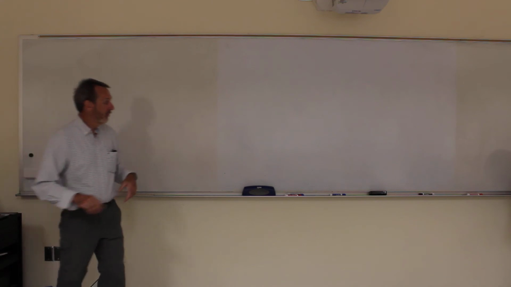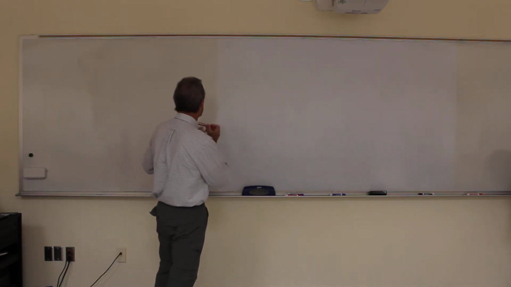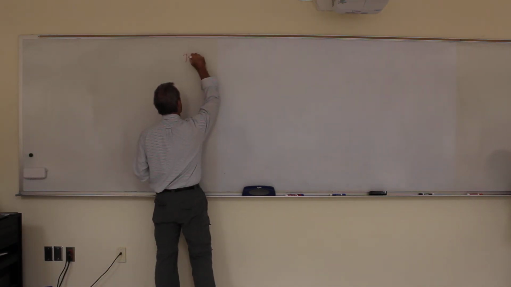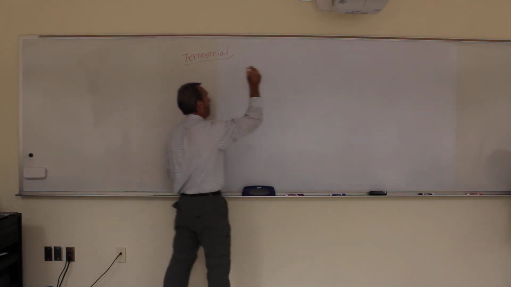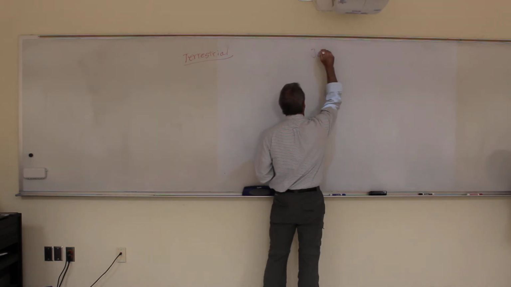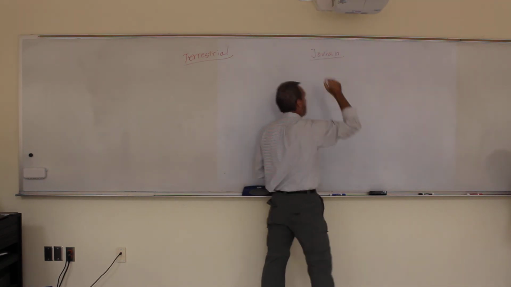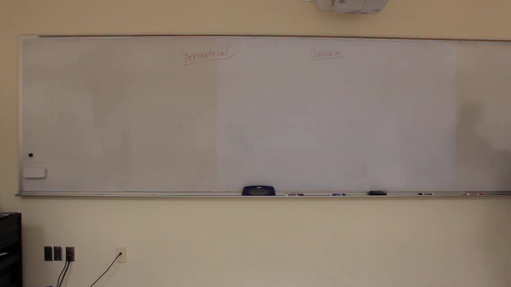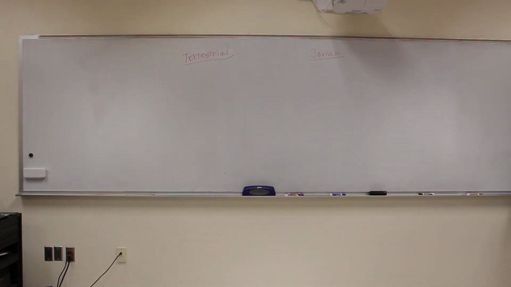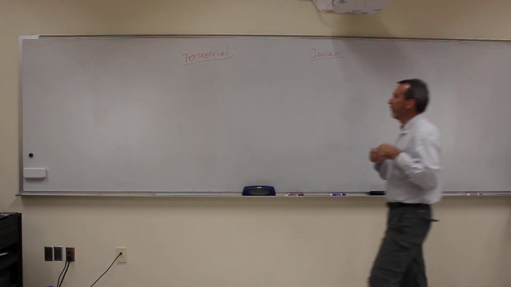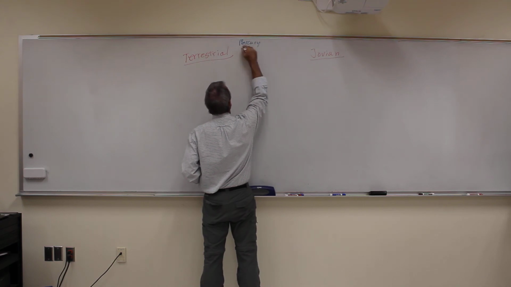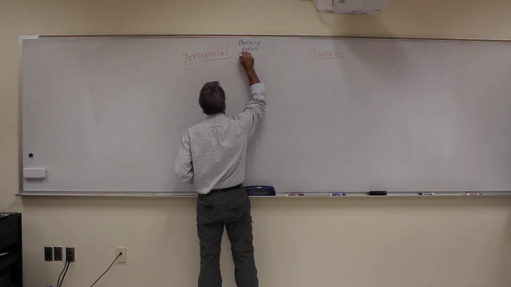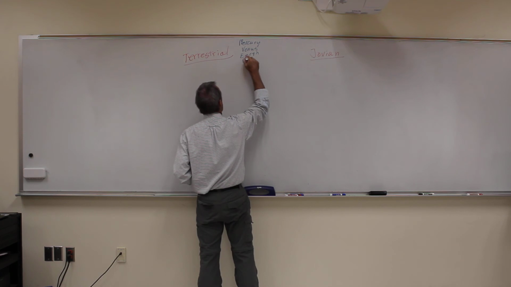All right, so now we're going to talk about the two different types of planets in our solar system. We have terrestrial planets, and we have what we call Jovian planets. Terrestrial means Earth. So terrestrial planets are Earth-like planets. The terrestrial planets are Mercury, Venus, of course Earth, and Mars.